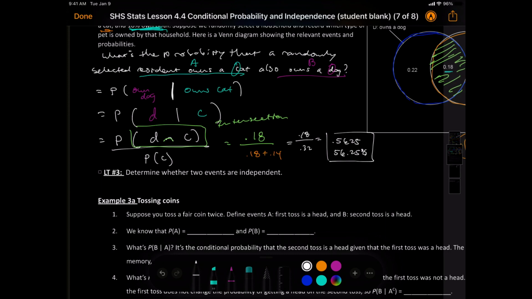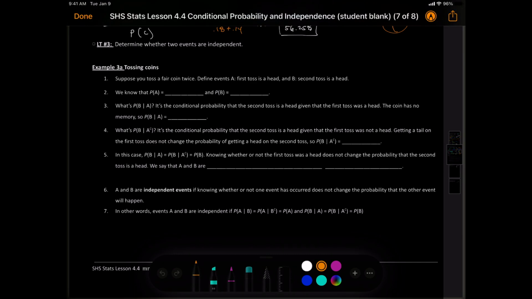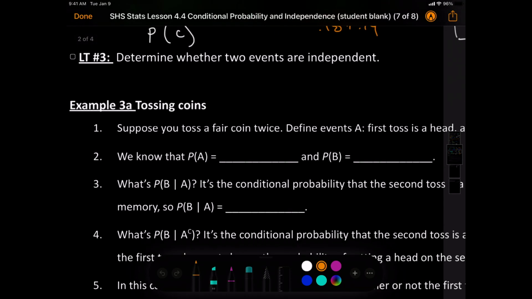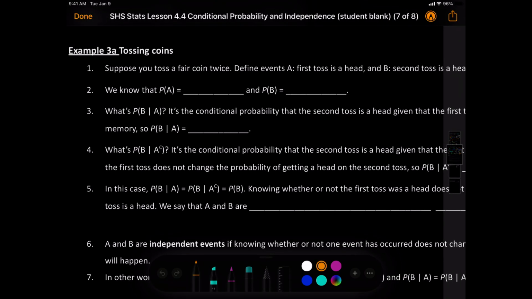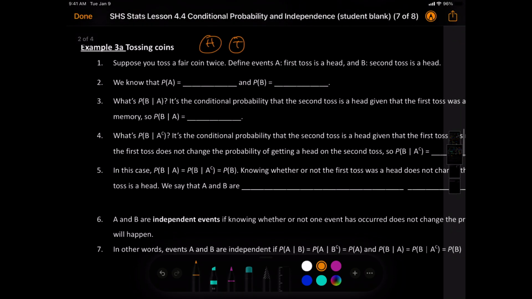All right, let's go on to the last one here. Learning target number 3: we're trying to figure out how do we determine if two events are independent. So example 3a, I want you to think about a coin. When you flip a coin, one side is heads and one is tails. On a penny, the tails side has the Lincoln Memorial, and if you see a head, you actually see a profile of someone's head. So let's just think about coins for a second.